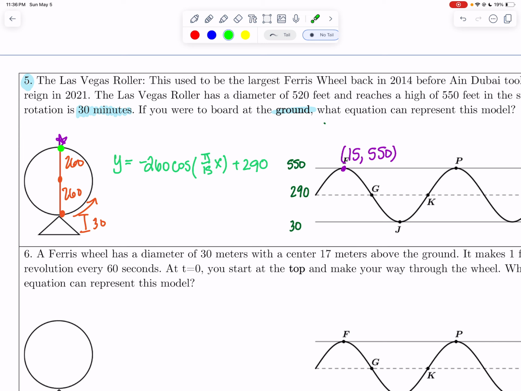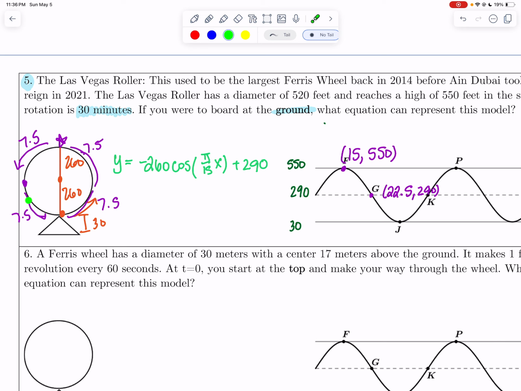Now, a half of a half, aka my quarter, which is going to bring me down to my midline right here, is going to take me 7.5 minutes. So this is going to be 7.5 minutes, and each of these steps is 7.5 as well. So this tells me that G, my midline, is going to be 22.5 minutes. And then I'm going to have 290 feet. So after 22.5 minutes, I'm going to be at 290 feet.